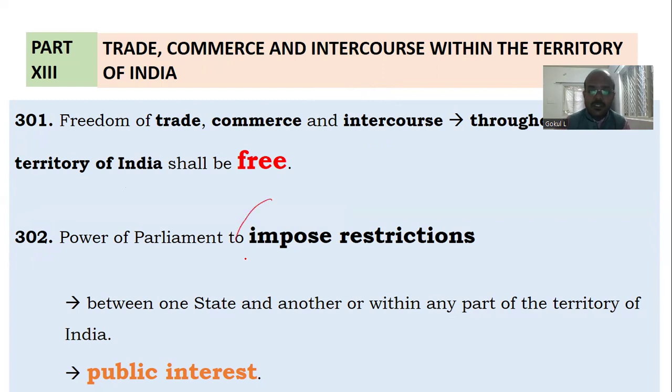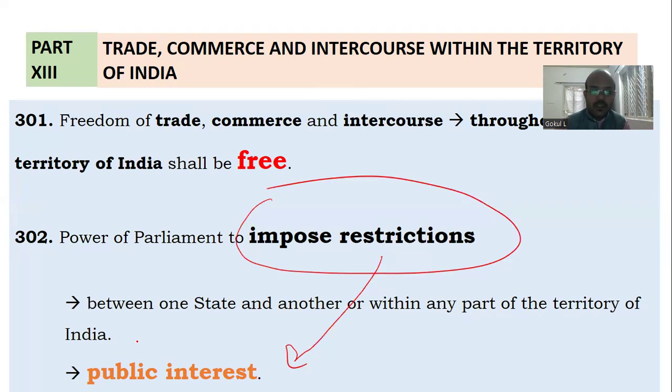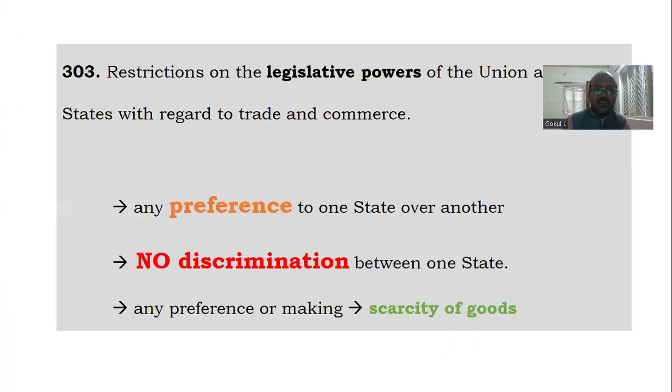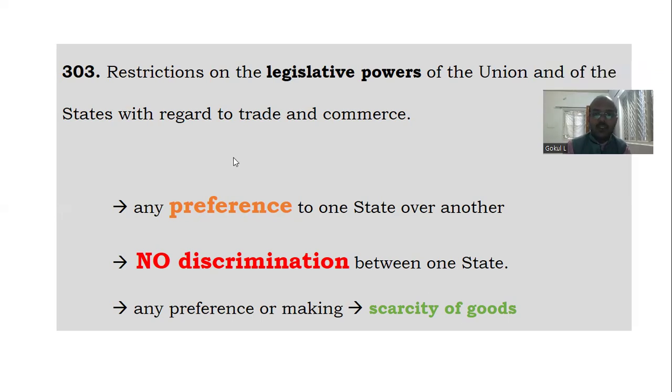Next, power of Parliament to impose restriction. Restriction can be imposed. Restriction can be imposed for what? Public interest. Only on public interest can restriction be imposed. Next, restriction on legislative power of the Union and of the State with regard to trade and commerce. Okay, any preference to one state over another is not accepted. You can't prefer one state over another. So if it's reasonable, then fine. Simply, you can't discriminate. Union government cannot discriminate. So there should be no discrimination between one state and another.